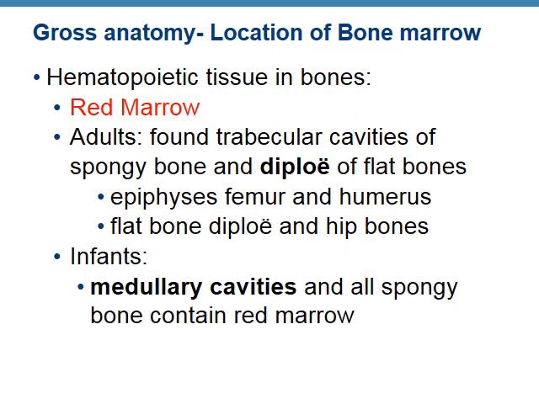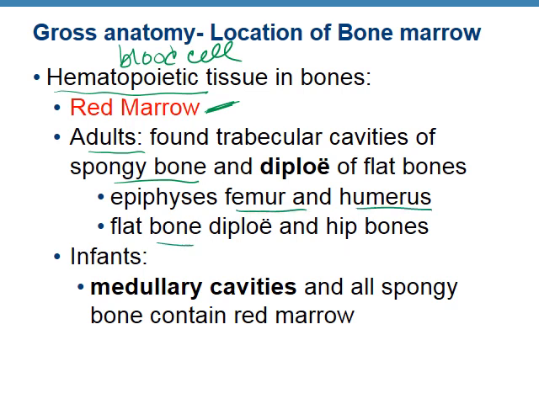Let's talk a little bit about marrow. So first we have red marrow, and there's that word again, hematopoietic. So the hematopoietic tissue is anything that's going to eventually help develop blood cells. So red marrow is found in adults, in the spongy bone, in the epiphyses of the femur and the humerus, in some of the flat bones. In infants, the medullary cavities all have red marrow.